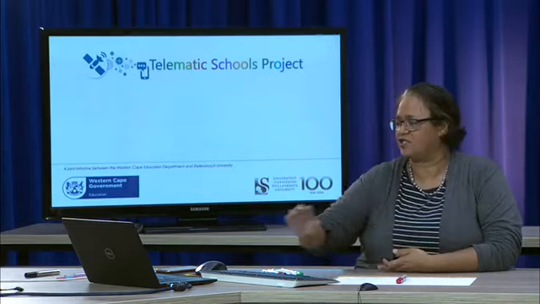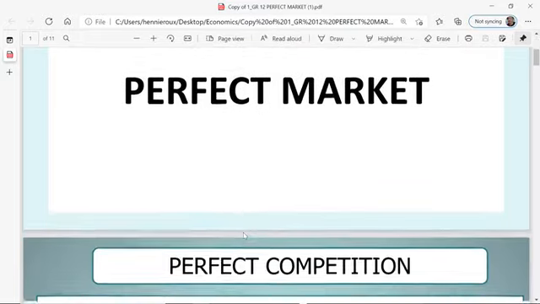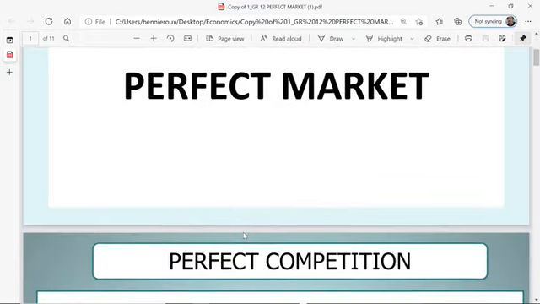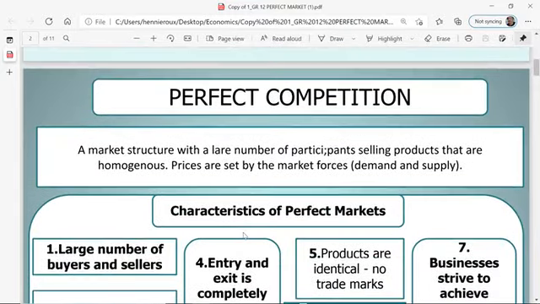So let's get started. Right, we're doing grade 12, Microeconomics, perfect market. I hope you have enjoyed doing the exercises that have been set for you. Right, we're first going to have a look at some background information. We're going to look at the theory before we get into the actual exercises that you've been working on.